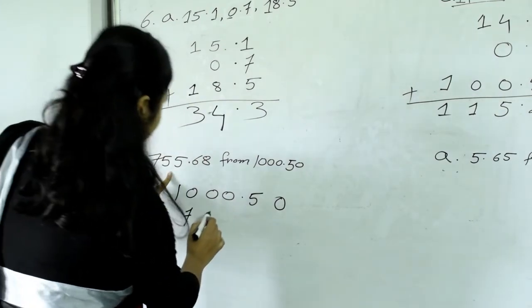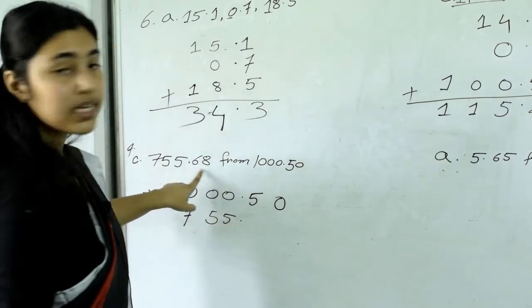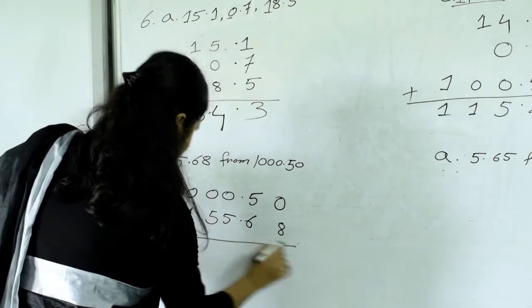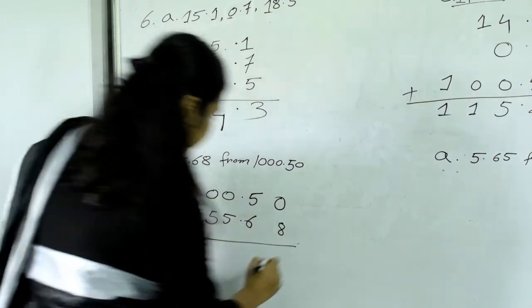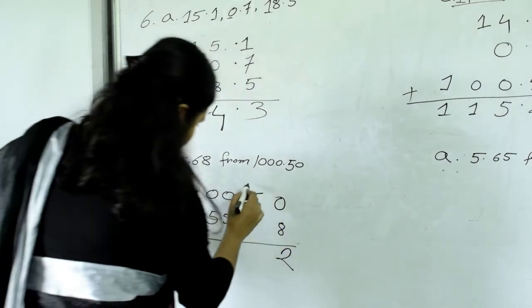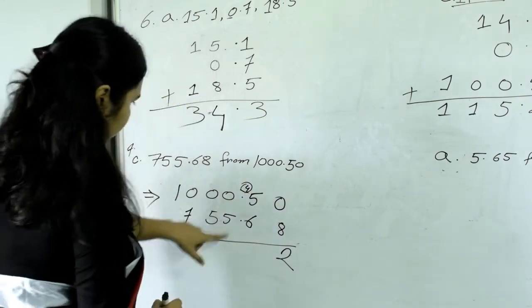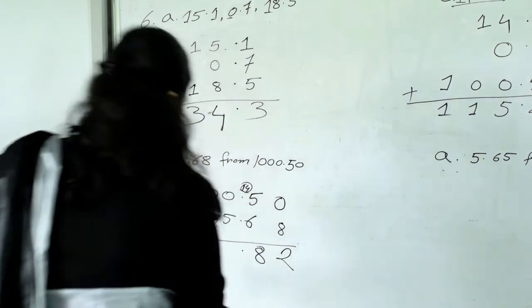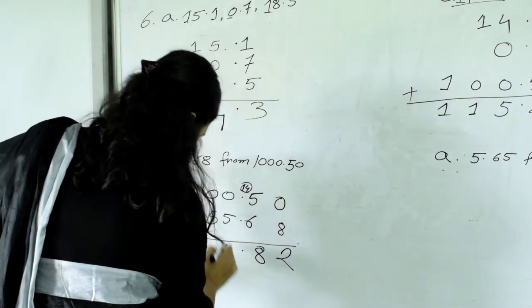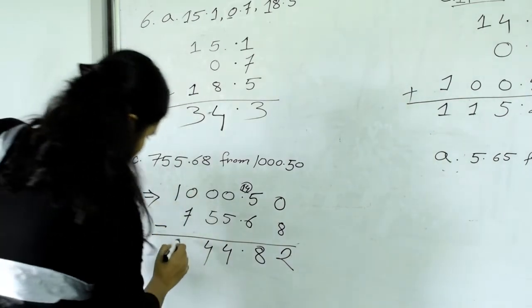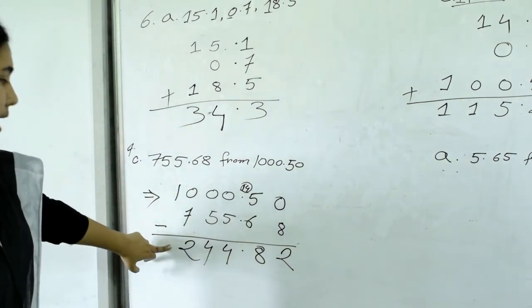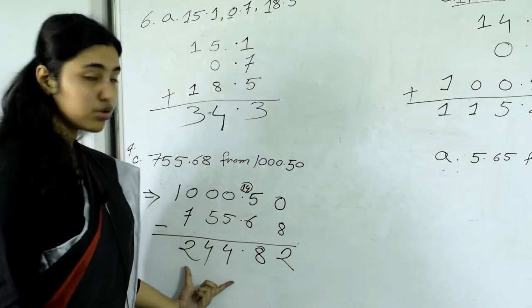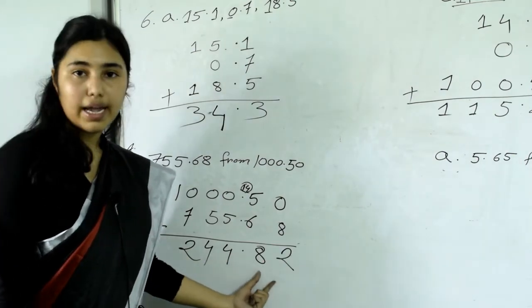Next 755.68. So 6 in the tenths place and 8 in the hundredths place. Now subtract. So our answer is 244.82.